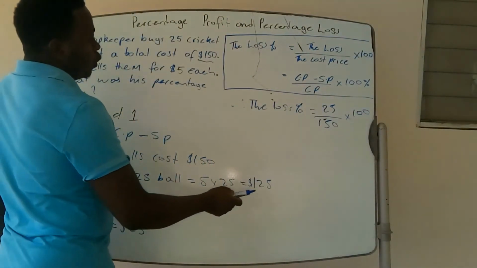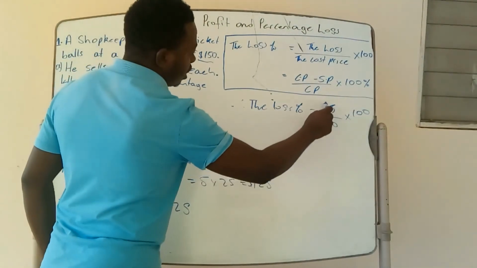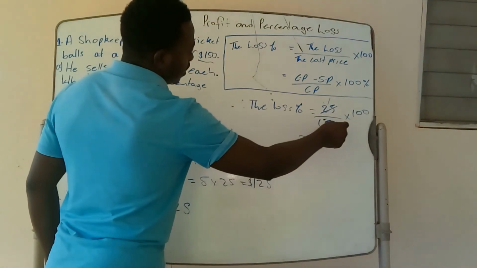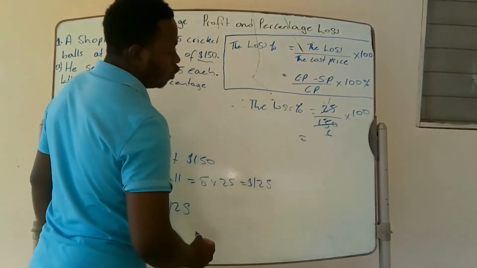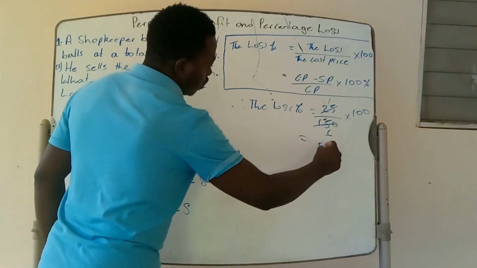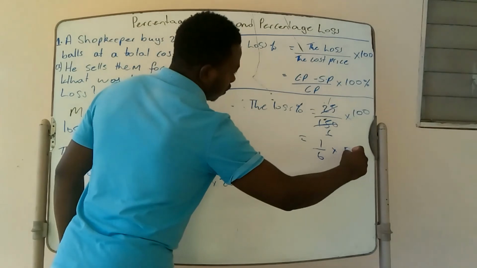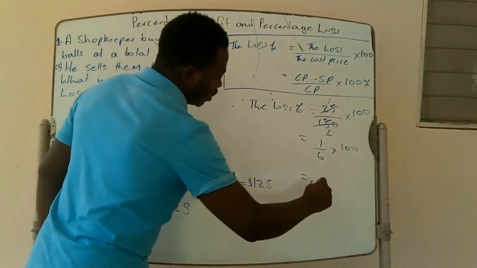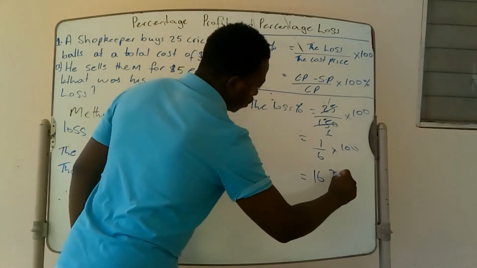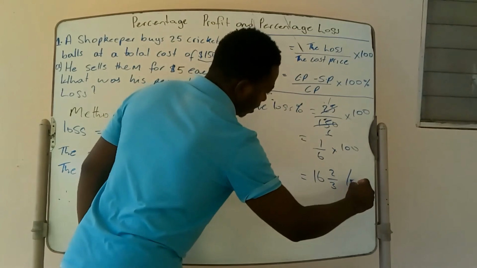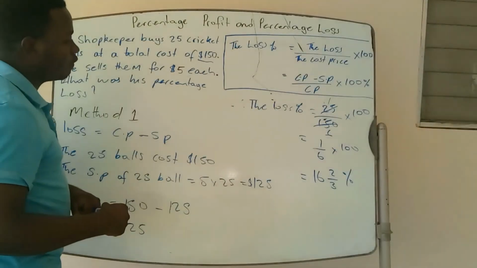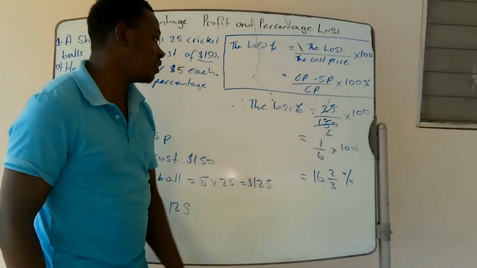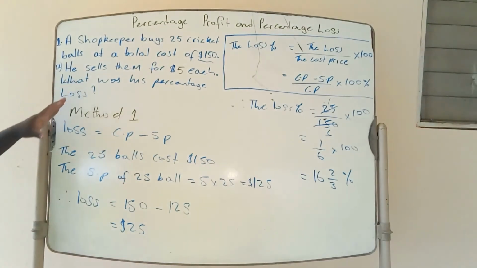Right? Now, what is 25 over 150? You can get one group of 25 out of 25, and you can get 6 groups of 25 out of 150, right? So this is equal to 1/6 of 100. But what is 1/6 of 100? That's going to be 16 2/3%. Right? So therefore, the loss percent is 16 2/3%. And that is how you would do it using method 1.